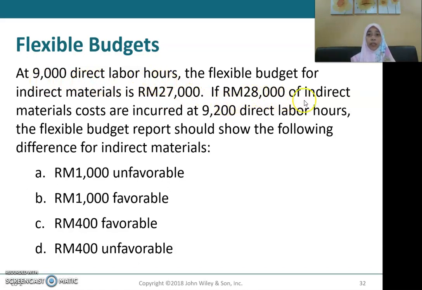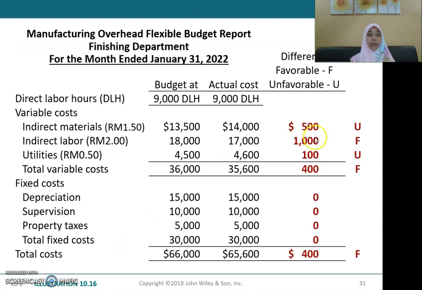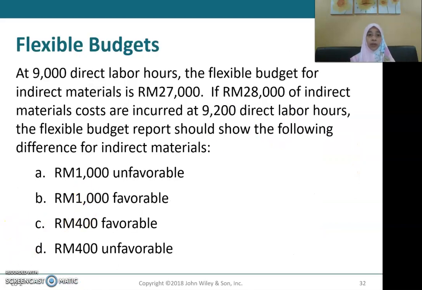Then if 28,000 of indirect material cost is incurred, and now you are working at 9,200 direct labor hours, you prepare the flexible budget report. You want to know how much the difference is and whether it is favorable or unfavorable. You know it is 3 ringgit per direct labor hour. Then you will have 9,200 times 3, you will get 27,600, and therefore you compare that with your 28,000. So you will have a 400 ringgit unfavorable variance.